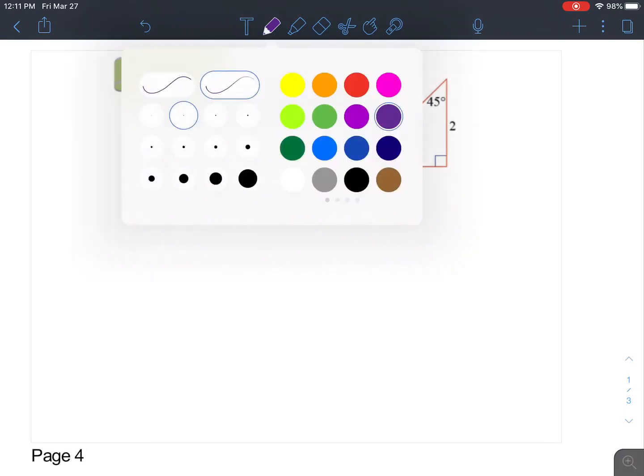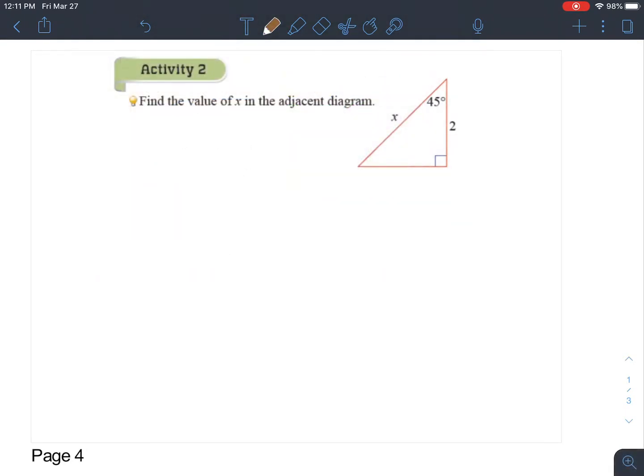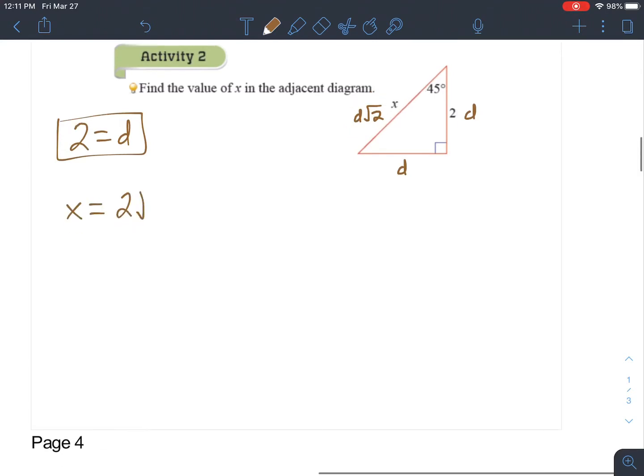Okay, so now that you are done with this, once again, we know that the two congruent sides in this isosceles triangle should be labeled as d, and then that's going to mean that the hypotenuse has to be d root 2. So right now, we already know 2 is equal to d. That's easy. So then all we need to do to find x is put 2 in for d. X is going to be equal to 2 root 2. So this one wasn't too bad.